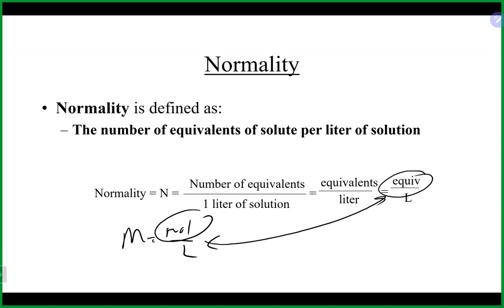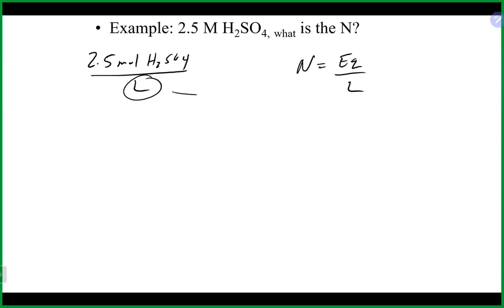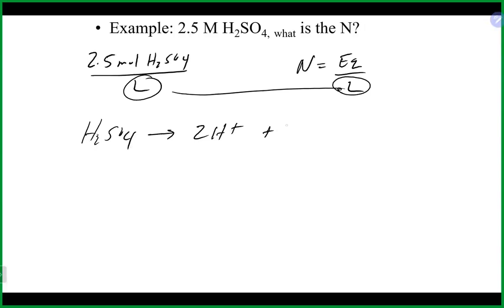So let's take a look at this example. We have 2.5 molar H2SO4. What is the normality? So when we look at this, this is 2.5 moles of H2SO4 per liter. And we want to end up with normality, which is the number of equivalents per liter. So really the bottom part here is the same. So we need to look at our H2SO4, and as we talked about earlier, we will get 2 hydrogens that come off in this case. And that means basically 1 mole of H2SO4 will give us 2 equivalents.